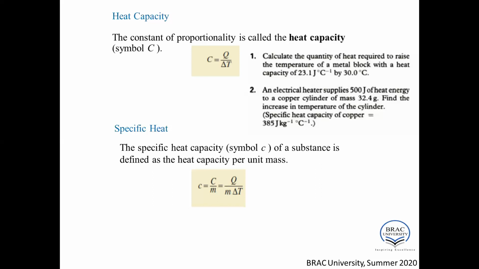Then specific heat capacity. In the case of specific heat capacity, mass is mainly important here.